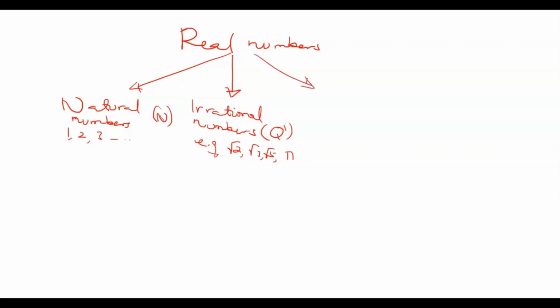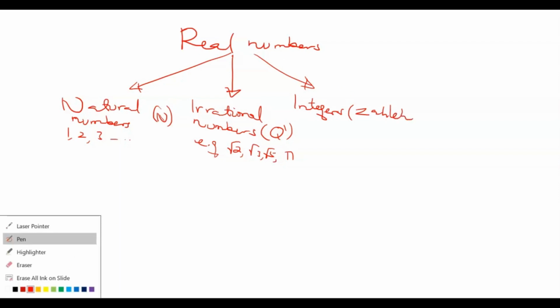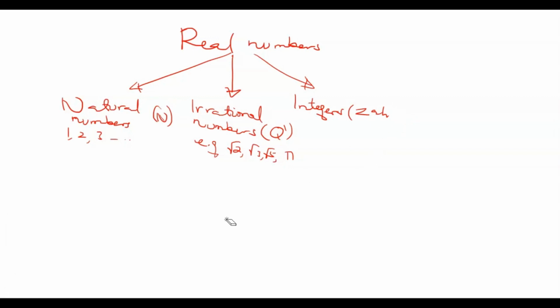And we have integers. For integers we use Z, from the German Zahlen. These are negative and positive whole numbers, and so on.